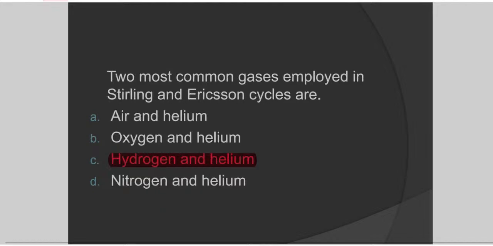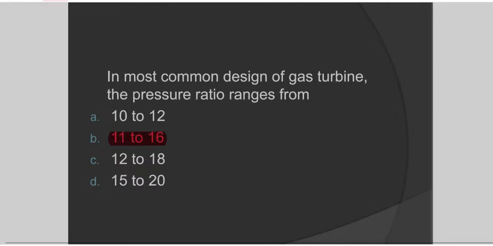Two most common gases employed in Stirling and Ericsson cycles are: A. Air and helium. B. Oxygen and helium. C. Hydrogen and helium. D. Nitrogen and helium. In most common design of gas turbine, the pressure ratio ranges from: A. 10 to 12. B. 11 to 16. C. 12 to 18. D. 15 to 20.